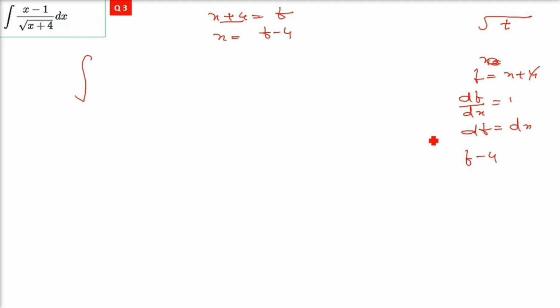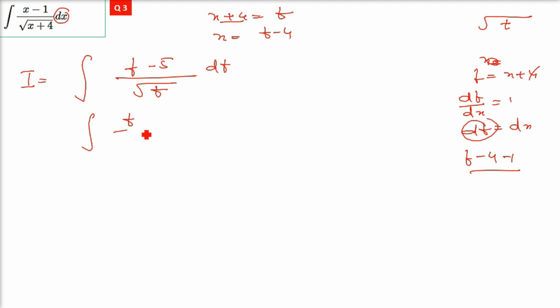But x minus 1, x is t minus 4. So t minus 4 minus 1 is t minus 5. The numerator becomes t minus 5. The denominator is under root t. dx, as we already did, it's just dt. Now separate them out, tackle them individually, divide and conquer. t divided by under root t, minus 5 by under root t. This is dt. This is 5 under root t dt.